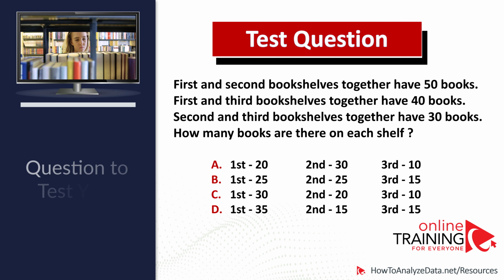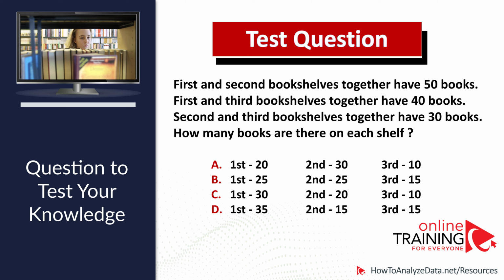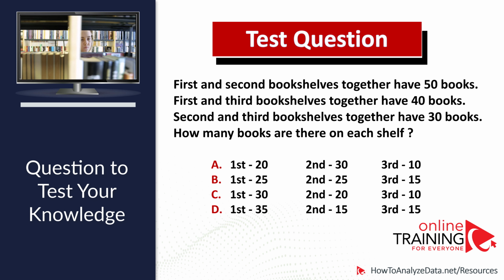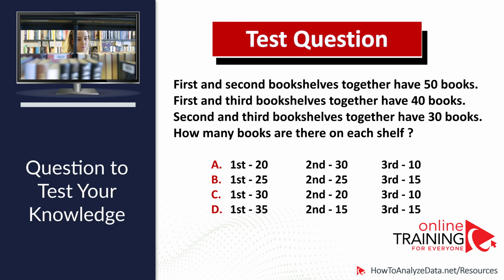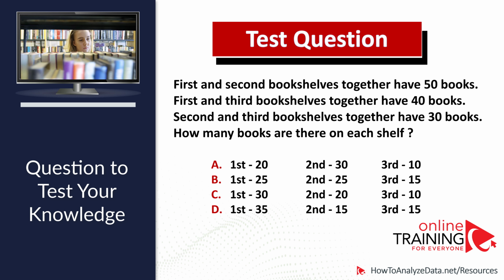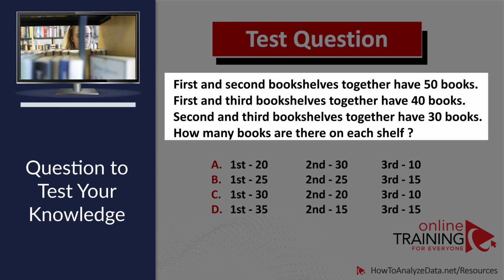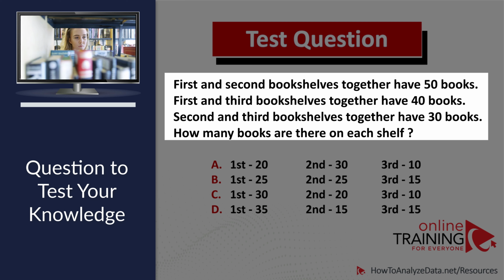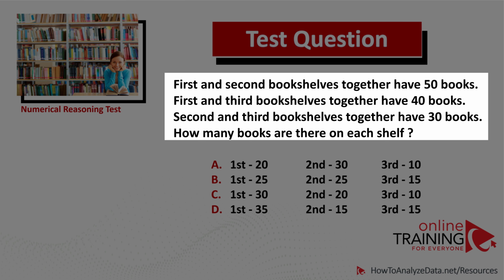And now, here's the question for you to try. Please make sure to post your answer in the comment section of this video. First and second bookshelves together have 50 books. First and third bookshelves together have 40 books. Second and third bookshelves together have 30 books. How many books are there on each shelf?